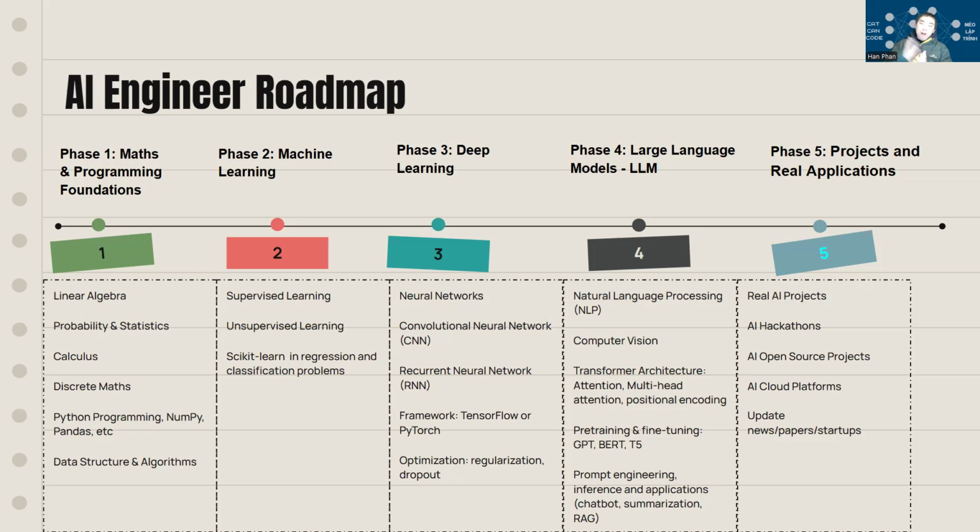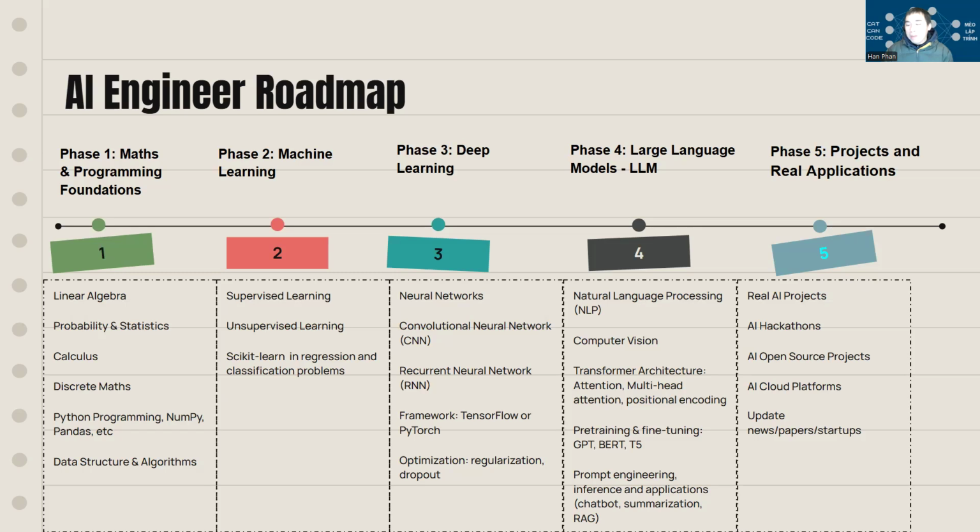Phase number 4 is when you start learning some of the recent trending research and application directions in large language models, LLM. You're going to start learning about natural language processing, NLP, computer vision, and then you look at transformer architecture like attention, multi-head attention, positional encoding, which are the essential architectures for generative AI.